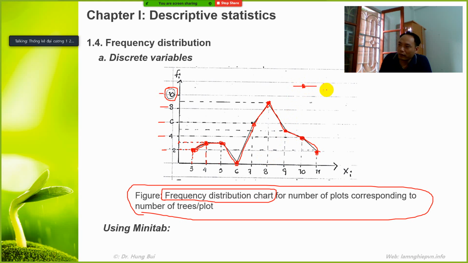And y is f i. Yeah, dot. So just to show them the line is frequency. So write down frequency distribution chart for number of plots corresponding to the number of trees per plot. Very easy, right?